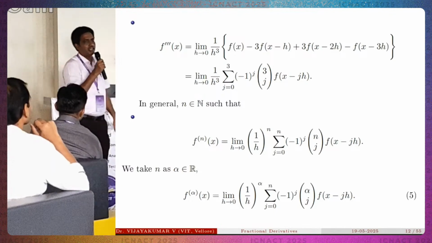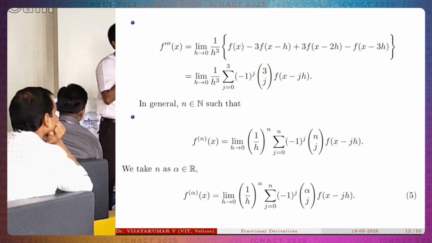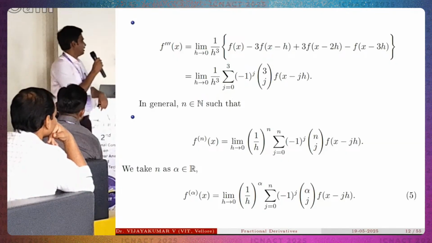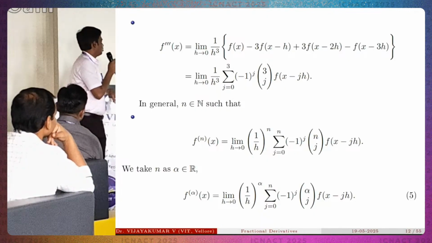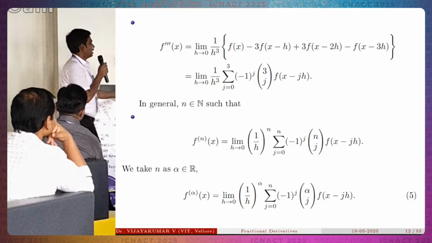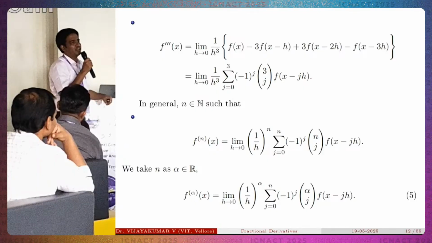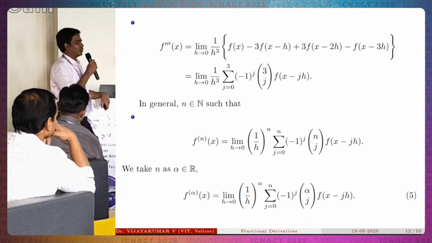Integer order derivative is there, but we want to get fractional order. Then I'm replacing n by alpha, considering alpha as a fractional part. So f alpha of x. In the summation, j equals 0 to n is there, but we don't have any summation values for fractional things. If it is n, it should be an integer value only that we are going to use.